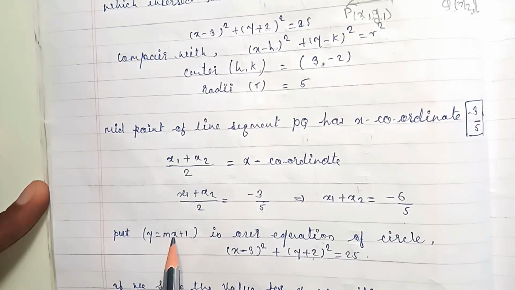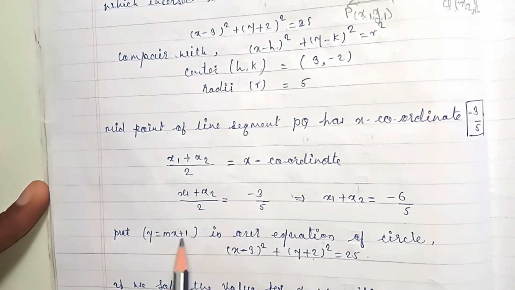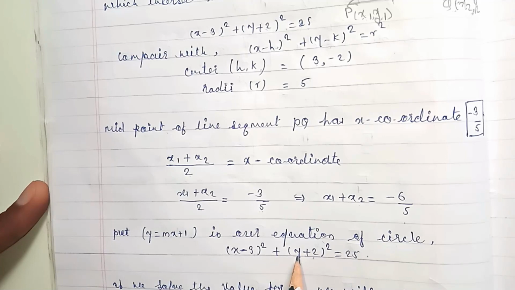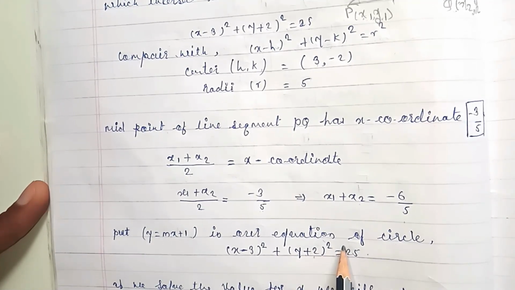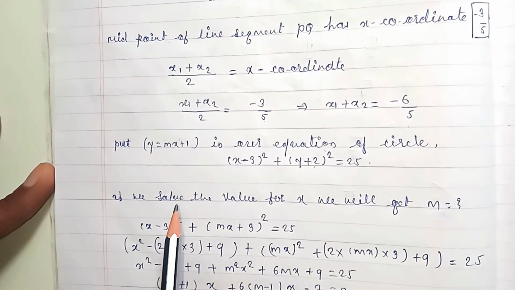Now put y equal to mx plus 1. It doesn't affect the first term. In the second one, y is equal to mx plus 1, so mx plus 1 plus 2, that means (mx plus 3) square, which is equal to 25. I did it here already.